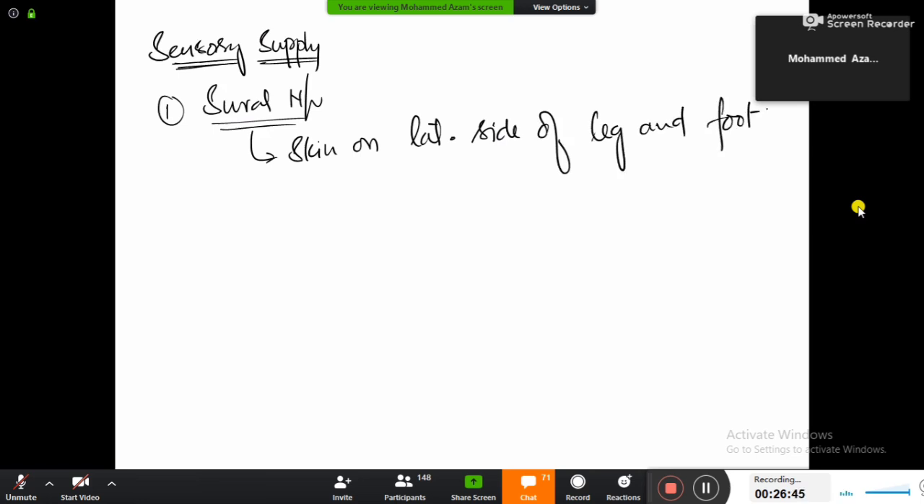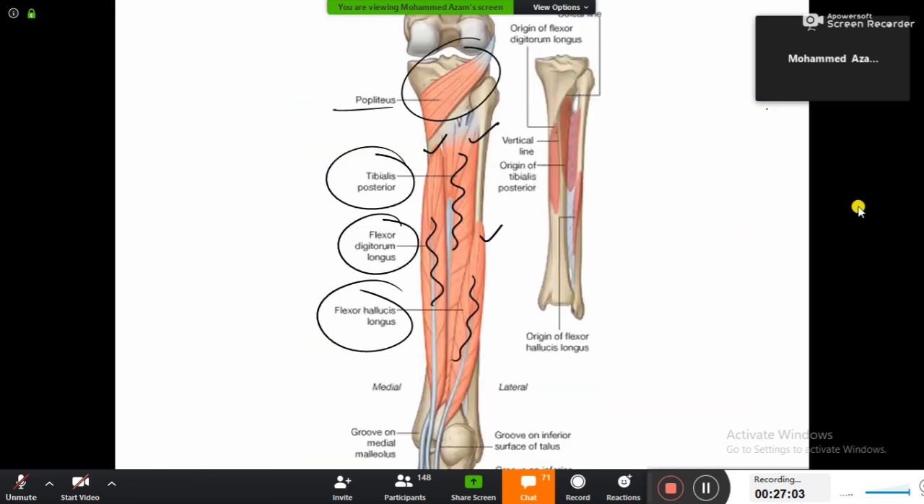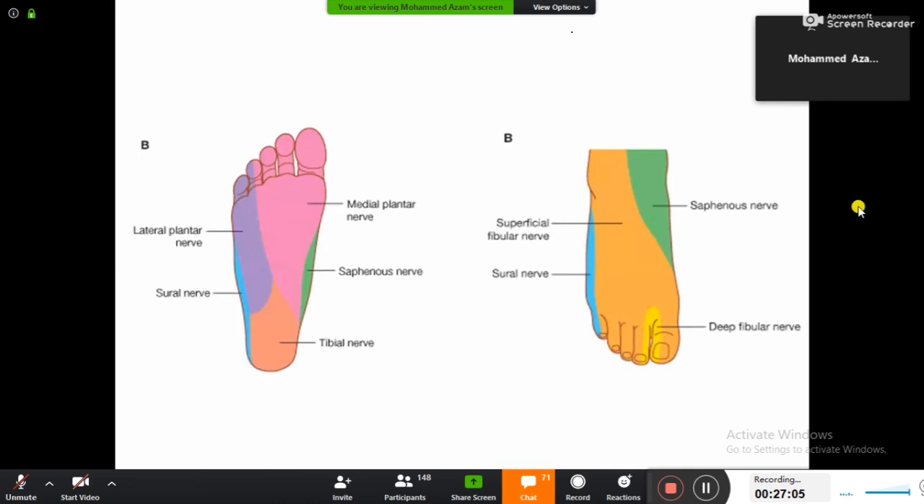Sural nerve will supply the skin on the lateral side of the leg and the foot. The skin on the lateral side of the leg and the foot will be supplied by which nerve? Sural nerve. And once you are done with the writing work, welcome here. Now I'll make you understand what is the meaning of that.